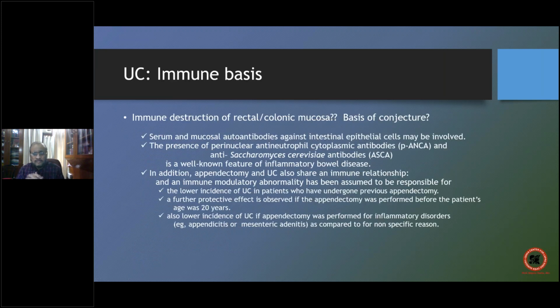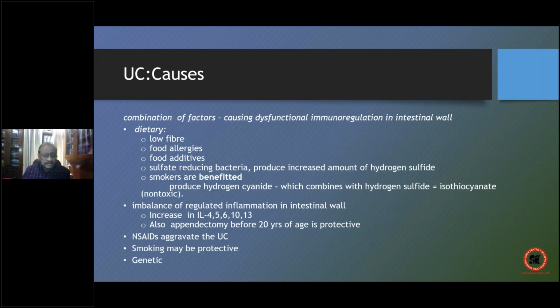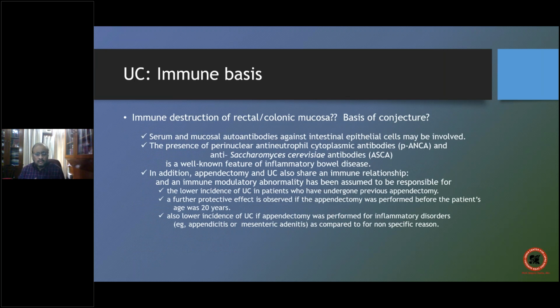Now, what about the immune basis? So we are talking about the dietary, the imbalance of inflammation, the NSAID, smoking, and the immune basis. The immune basis is seen in the form of immune destruction of rectocolonic mucosa.